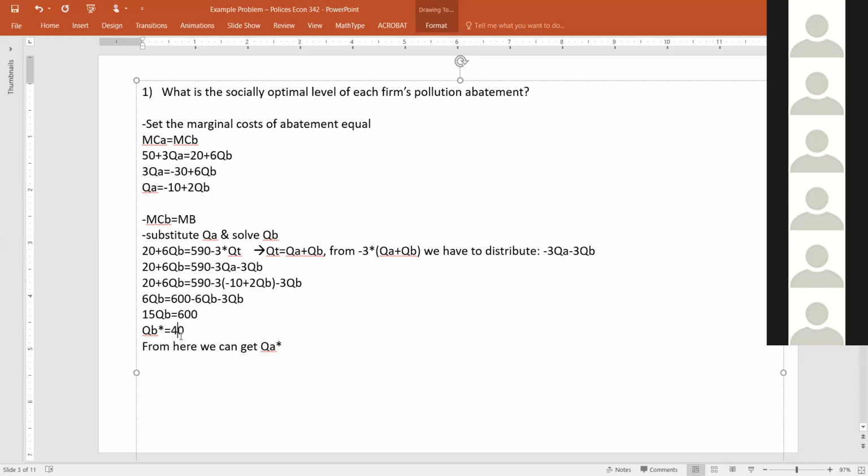We got the optimal quantity abated for firm B, so we plug QB star up into our QA formula. So QA star equals minus 10 plus 2 QB. QB is 40. We got that already. So 80 minus 10, that's 70. You guys with me so far?